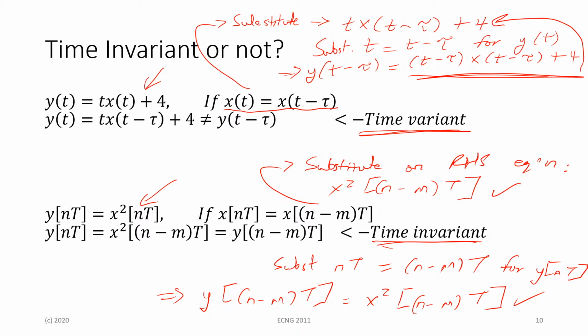And that's what you're going to be comparing to when you actually substitute t equal to t minus tau, or for a discretized version, when nt is equal to n minus m t. And if you are able to obtain the same equation when you do these substitutions, you then prove that your system is time invariant. If you are unable to get the same equations, in this particular case for our first equation, y of t equal to t x of t plus 4, your system is then time variant. So you must have the initial equation for when you substitute x of t equal to x of t minus tau.